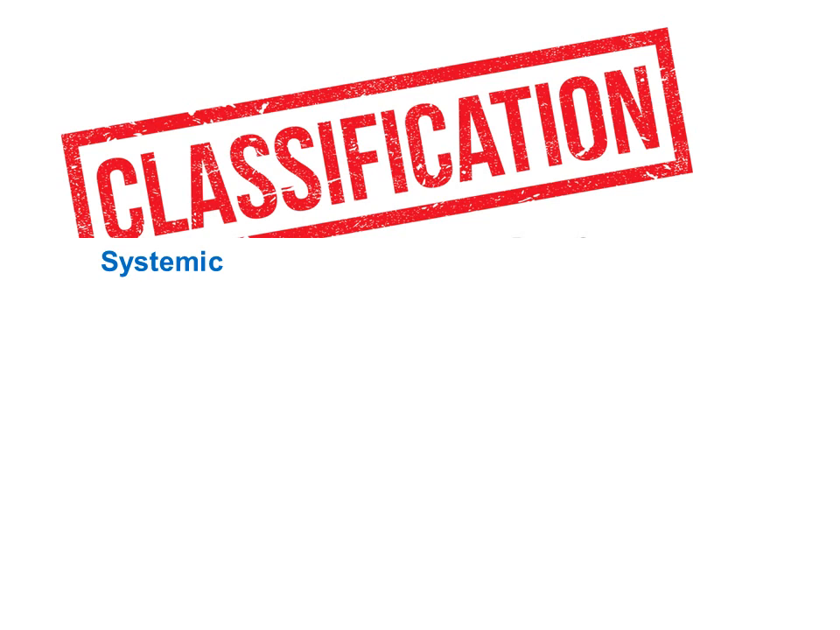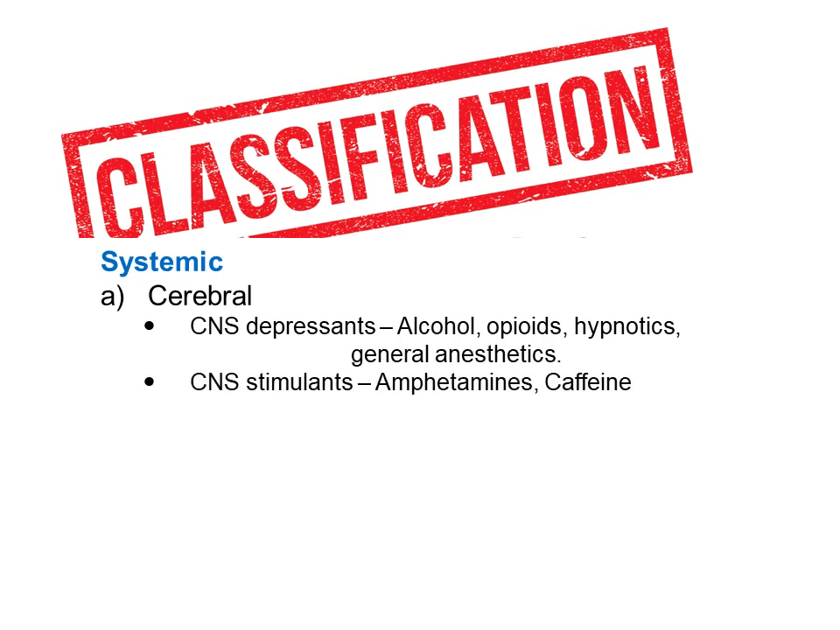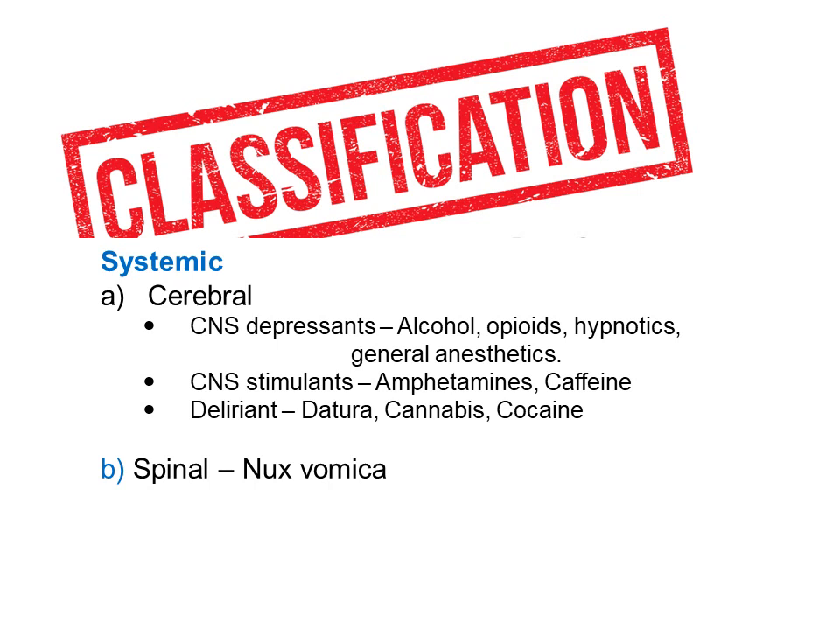The next broad classification is the systemic toxins. They include the cerebral irritants, of which it can be CNS depressants, the commonest one being alcohol. It can be CNS stimulants like amphetamines or the caffeine that is present in coffee. It can be deliriants like dhatura, cannabis, cocaine. And the next one, we call it a spinal poison, which practically acts on the spinal cord, of which nux vomica is very common.